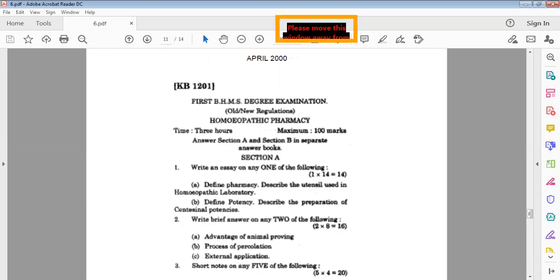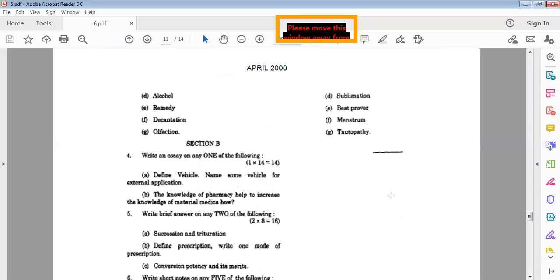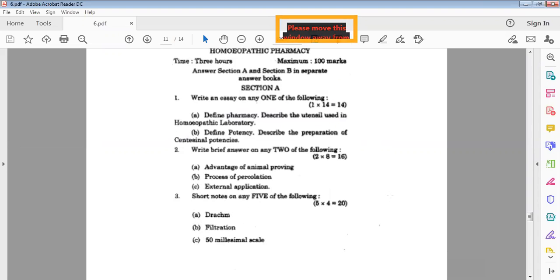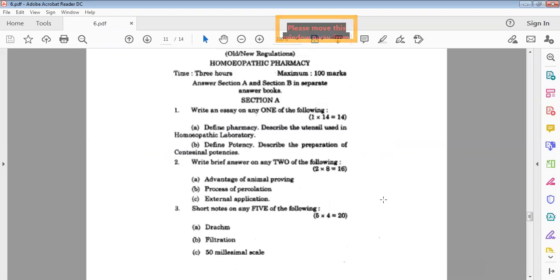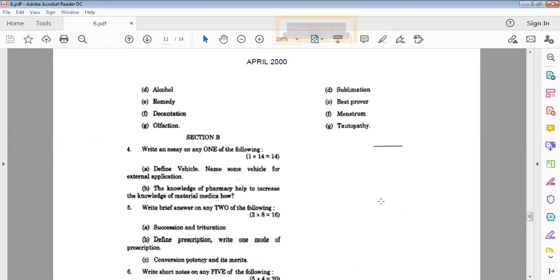External application. Short notes, any 5: drench, filtration, 50 millesimal scale. Next page: alcohol, remedy, decantation, olfaction, sublimation, best prover, menstruum and tautopathy. Already we have discussed tautopathy: from the chemical sources, we are potentizing the chemicals or allopathic medicines. That is called tautopathy.